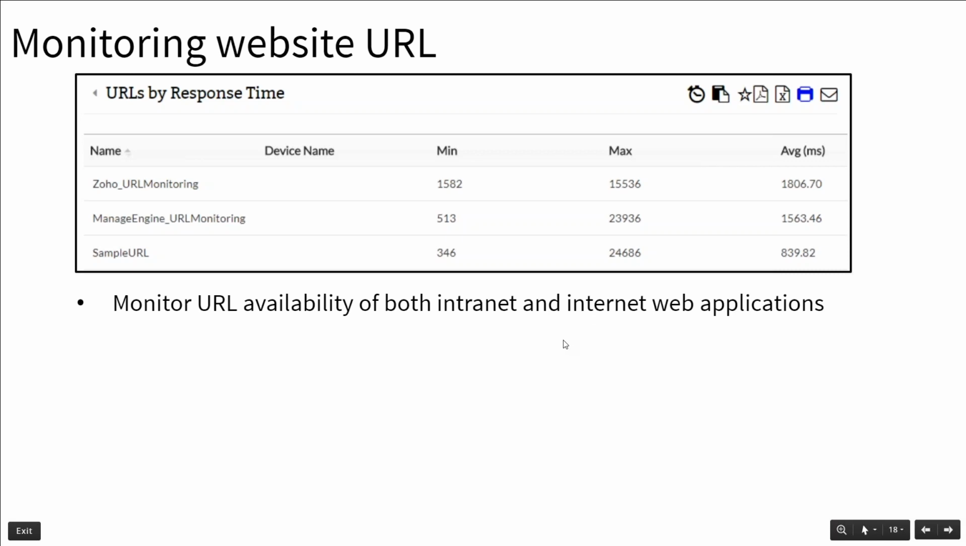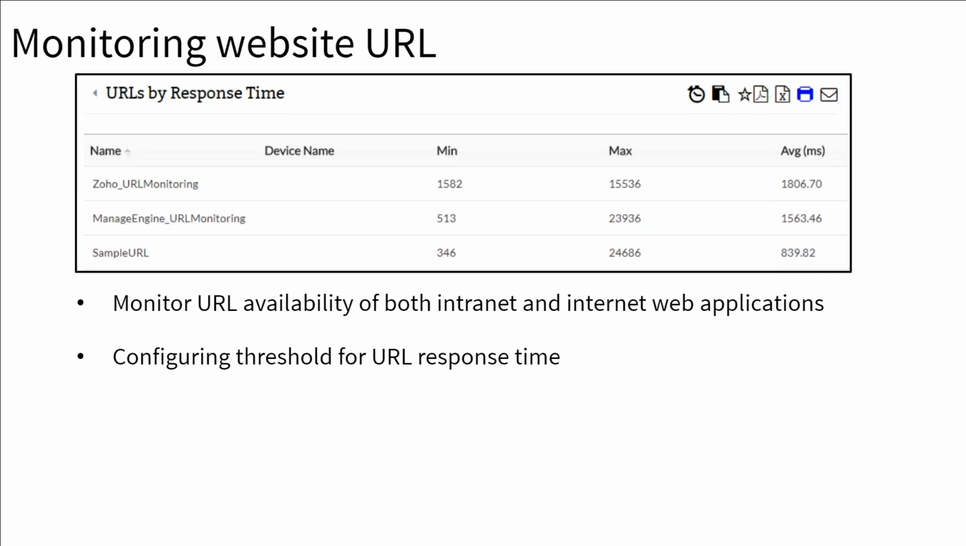Moving on to the next, which is about monitoring the website URL. We also have to monitor the URLs which you commonly use or which are very important or critical in your environment. OpManager helps you monitor the availability of both intranet and internet web applications. Also, you can configure thresholds for your URL response time. The response time can also be monitored on a URL, and that seems to be one of the critical metrics for URL monitoring, to know how long the URL takes to respond. If it takes too much time, then you may understand that there seems to be congestion and you've got to work on that.